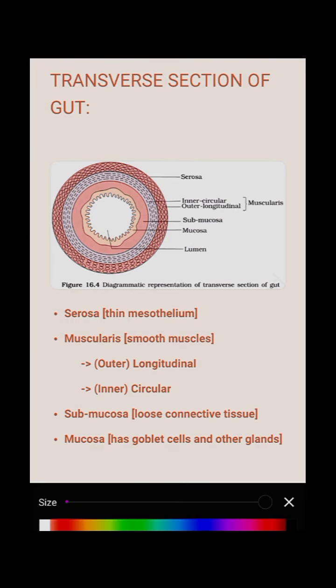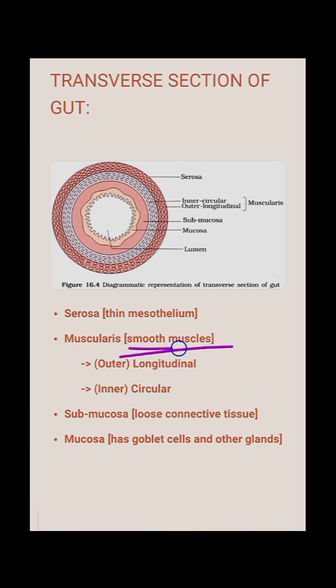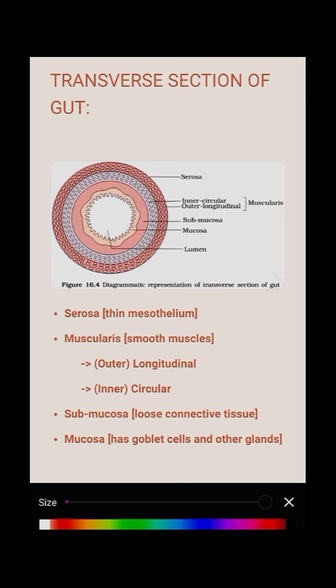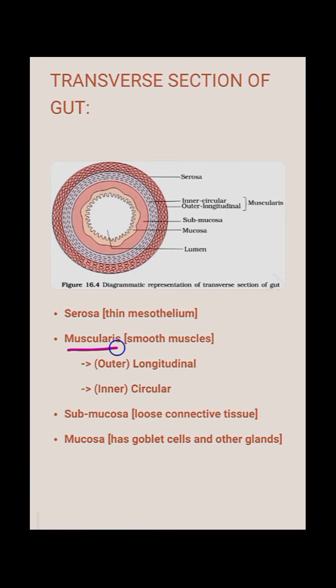After that is muscularis. Muscularis contains smooth muscles. Smooth muscles are the muscles which are not under our voluntary control; they are under the control of our CNS, the central nervous system. So we are not moving the food inside our esophagus, we are just swallowing it, but all the process inside, all the food moving down, is done by these smooth muscles. So those muscles are named muscularis.